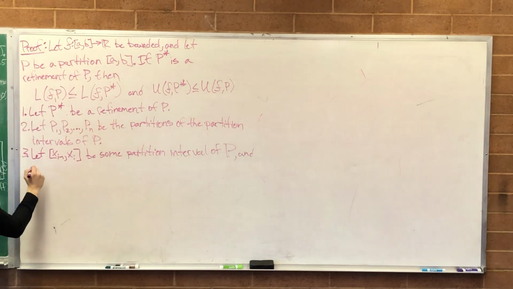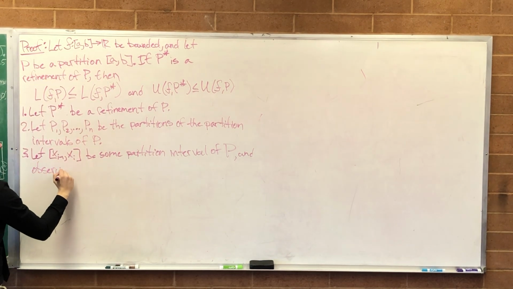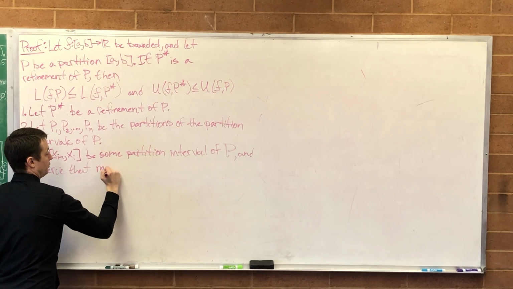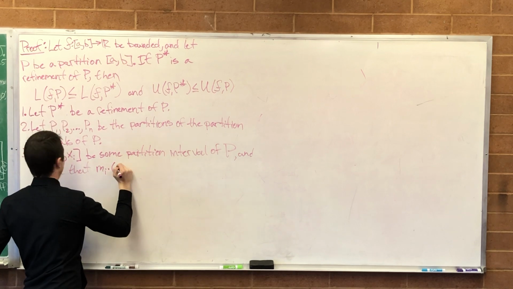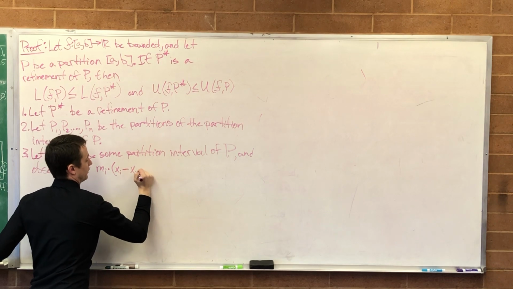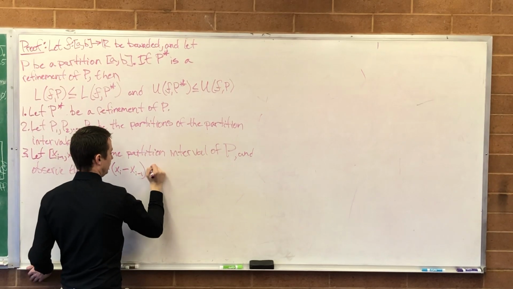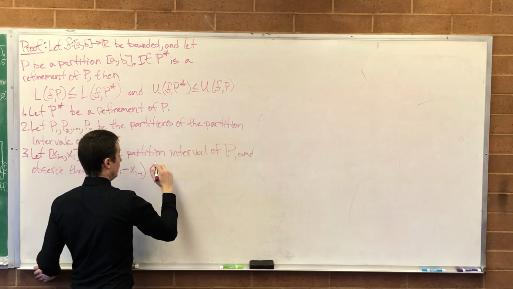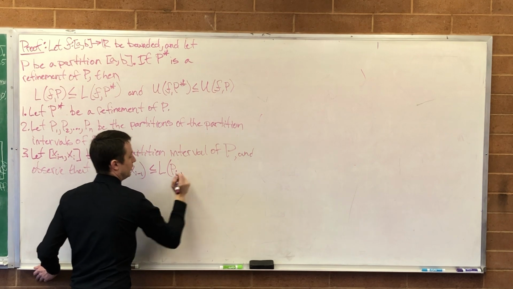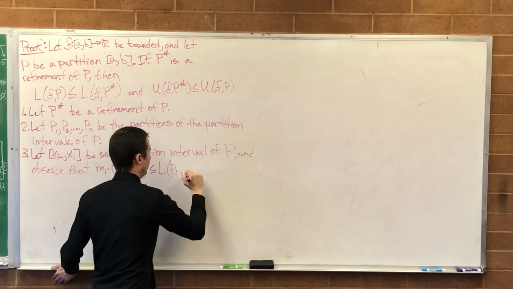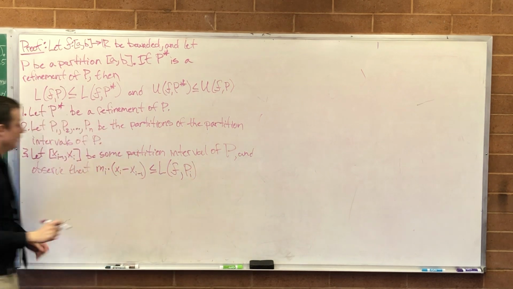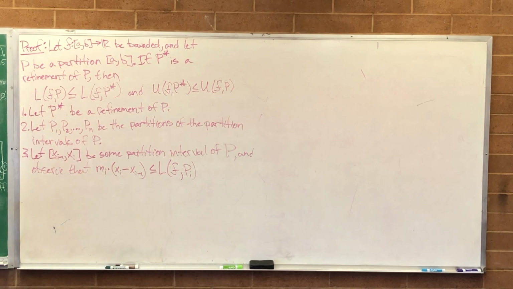Observe that m sub i times (x sub i minus x sub i minus 1) is going to be less than or equal to the lower Darboux sum on the ith partition of f and P sub i. Okay, so notice what we're saying here.